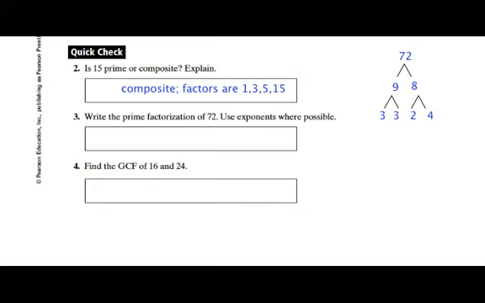You could put circles around those if you wanted to, but 4 isn't. So we're going to put a caret underneath 4, and then 2 and 2 can go into 4. So the prime factorization of 72 is 2 to the third times 3 to the second.